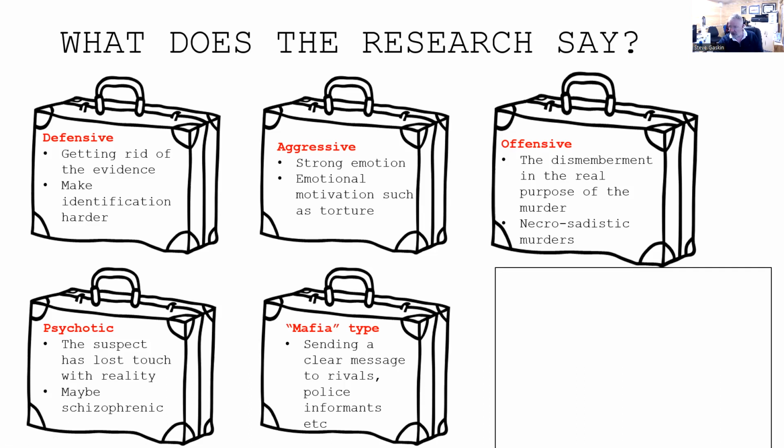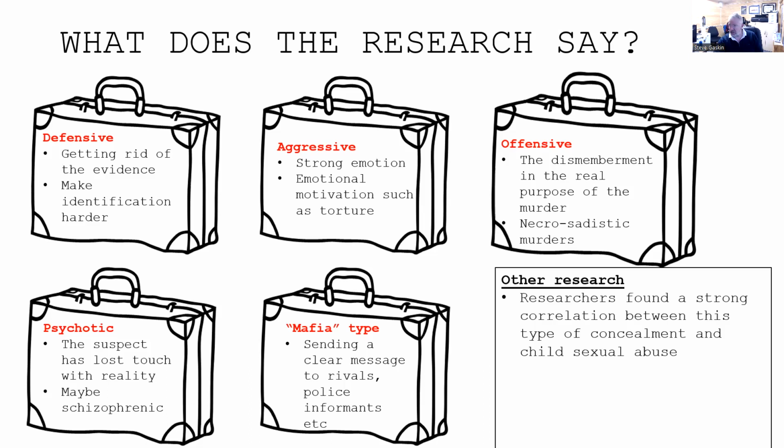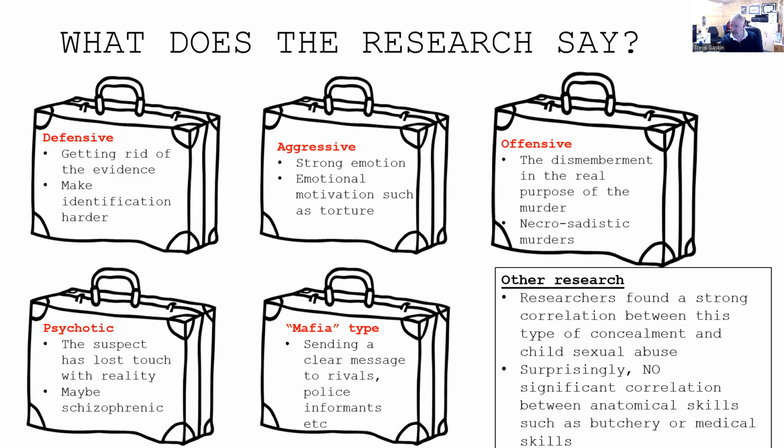Other research around this here, researchers found a very strong correlation or relationship between this type of concealment and suspects that had been sexually abused as a child. A very, very strong correlation. Surprisingly, there is no correlation whatsoever between anatomical skills such as butchery or medical skills.